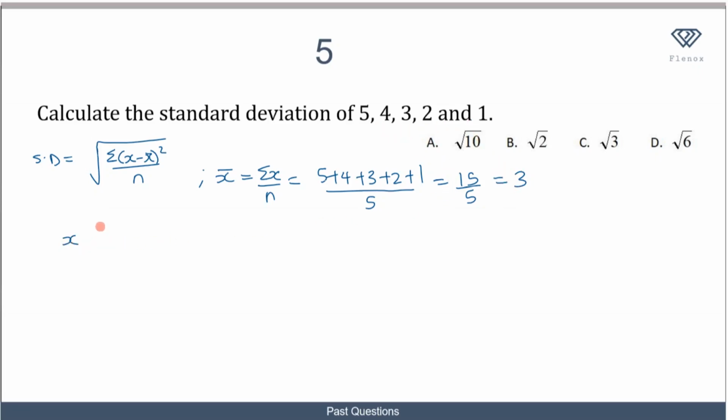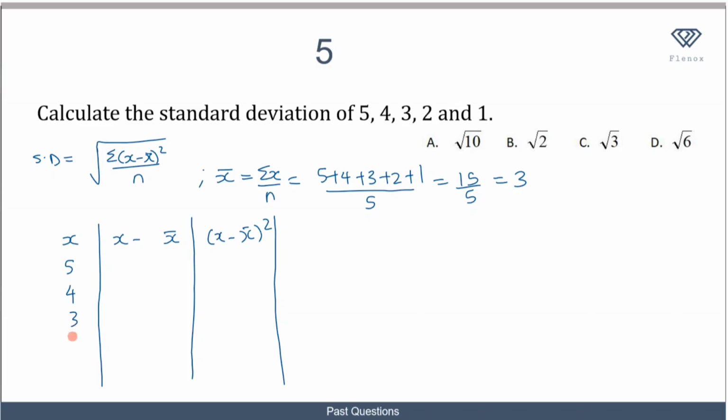So I can find my x now and evaluate my x minus x bar, and I can find my x minus x bar squared. For the values of x, I have 5, 4, 3, 2 and 1. For my x minus x bar, the first one becomes 5 minus 3, my mean is 3, and that gives me 2. The second one, 4 minus 3, gives me 1. 3 minus 3 gives me 0. Then 2 minus my mean, which is 3, gives me minus 1. And 1 minus 3 gives me minus 2.